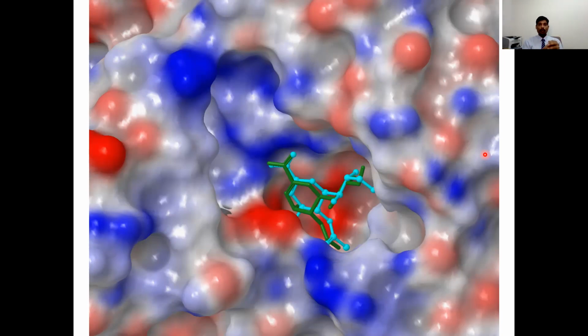What we are going to do is take the protein from the database. You must know by now what databases we have for protein structures. A protein structure database like the PDB. We download the protein from the PDB and prepare the protein for docking, and then take the ligand and do the docking.